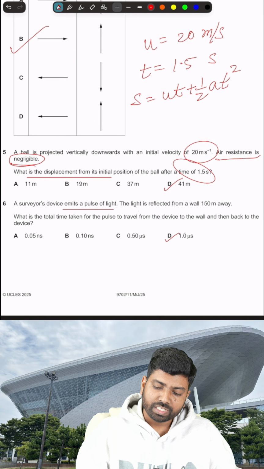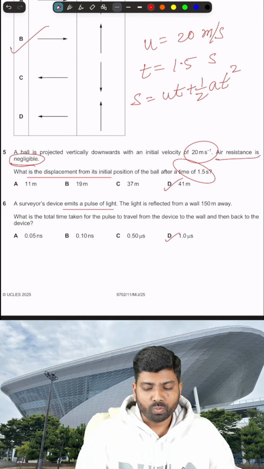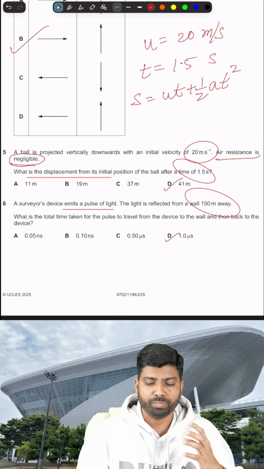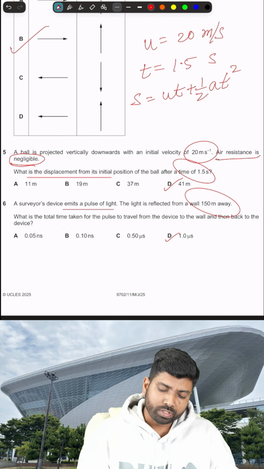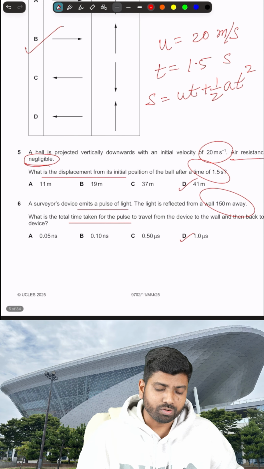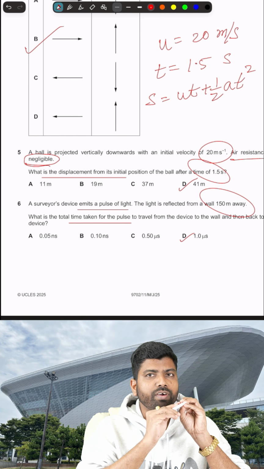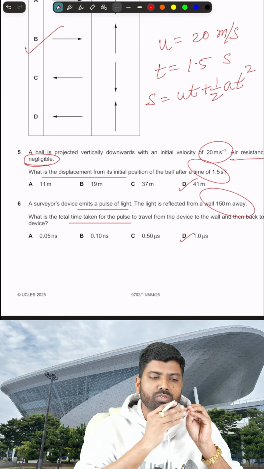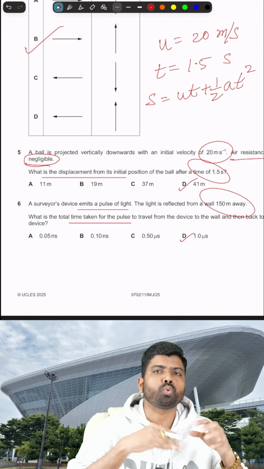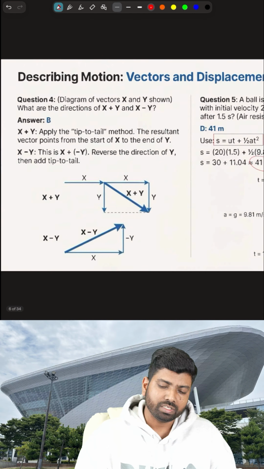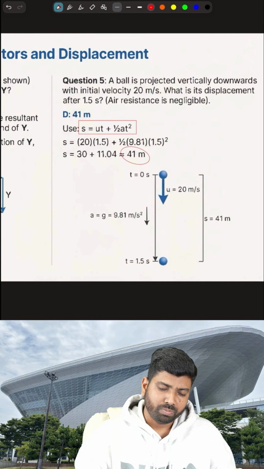The light reflects from a wall which is 150 meters away, right? What is the total time taken for the pulse to travel from the device to the wall and then back to the device? It is very easy: this distance, again this distance, twice the distance. So 4 options are there. Of course, option D is the answer, but let me show you my explanation.